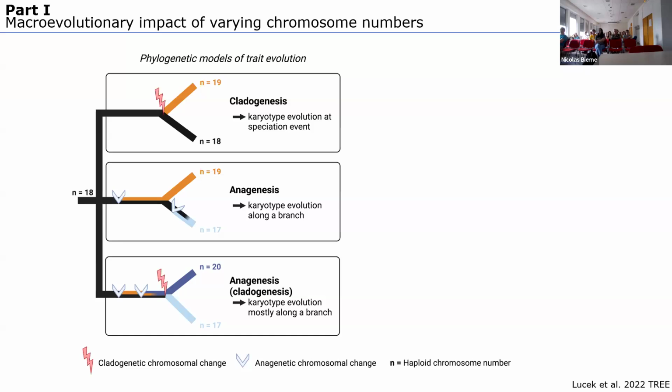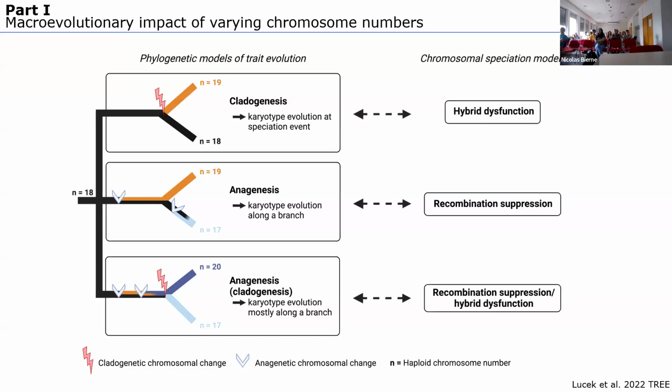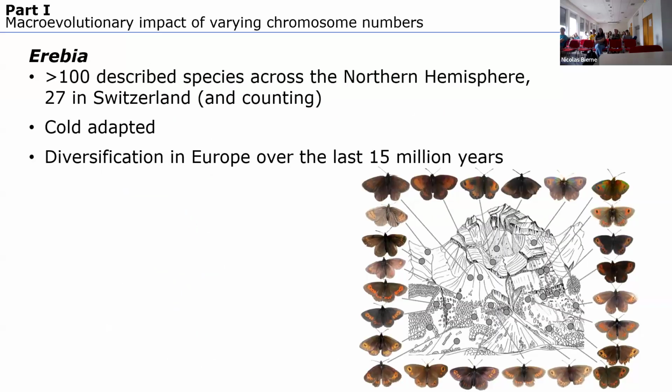And what we suggested is that this reflects pretty well two types of chromosomal speciation models, so that cladogenesis is more like the hybrid dysfunction model, where you have rapid speciation, and anagenesis is more the type of suppressed recombination models, where you would slowly build up barriers and eventually speciate. And to assess the contribution of anagenesis and cladogenesis, we established that in our pet system, which are Arabis butterflies.